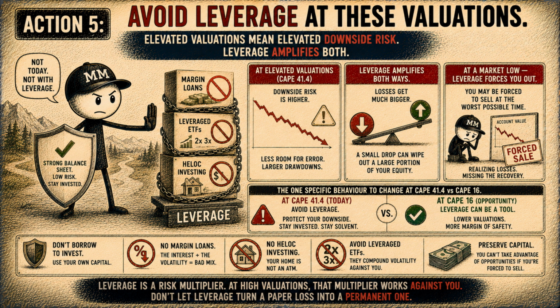Action 5. Do not add leverage at these valuations. This is the one specific action a prudent investor might take differently at CAPE 41.4 versus CAPE 16. Borrowing to invest in equities through a margin account, leveraged ETF, or home equity line amplifies both gains and losses. At elevated valuations where the downside risk is meaningfully higher than at average valuations, leverage increases the probability of a forced sale at a market low. Avoid leverage in an elevated valuation environment.